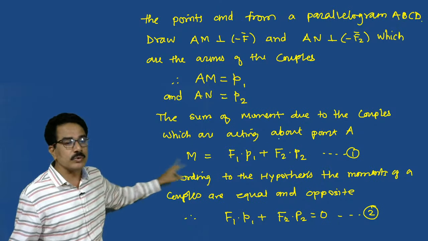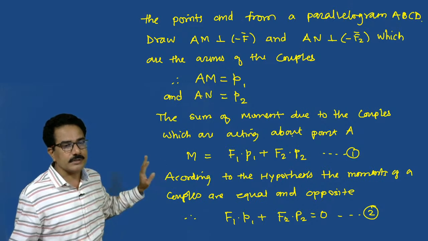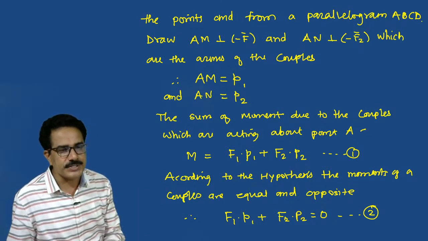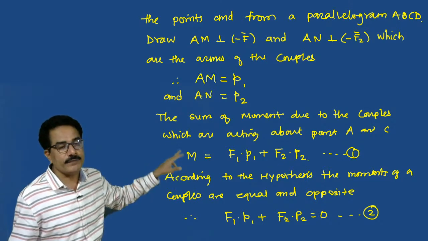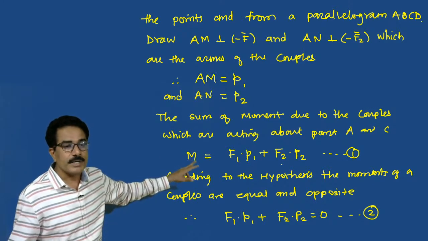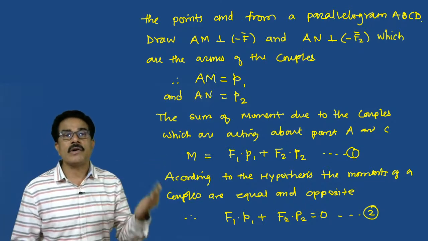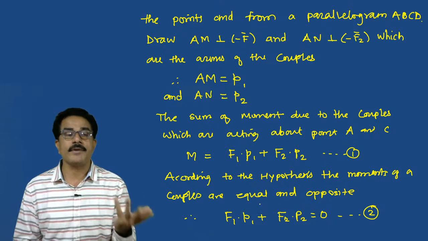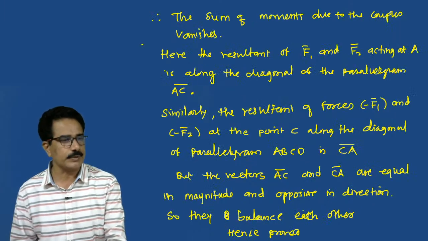Therefore, the sum of moments due to the couples acting about a point A, that is M, is equal to, about a point A and C, F1 P1 plus F2 P2. F1 P1 means magnitude of force into its arm, plus F2 P2 means magnitude of second force into its arm. This is the resultant moment. But according to the given statement of the theorem, moments due to the couples are equal and opposite, that is resultant is 0. Therefore, this gives the result 0.